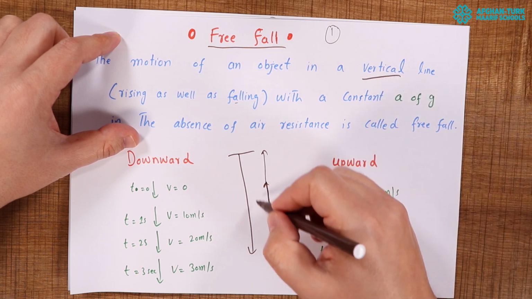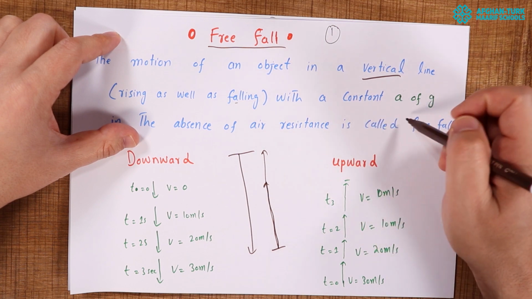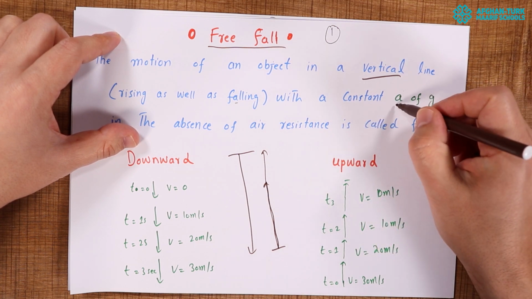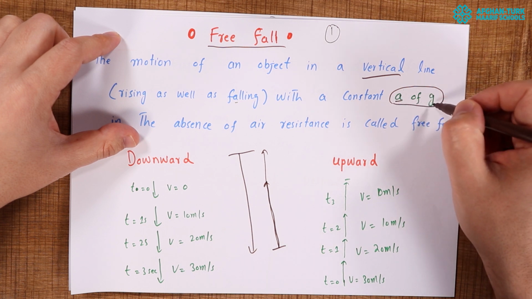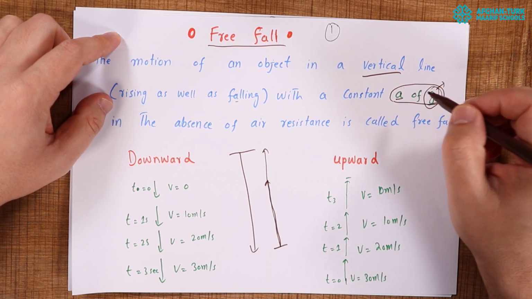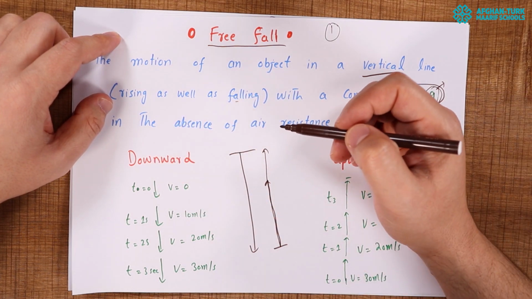And vertical, you understand better, vertical means what? Y side, with a constant a. One thing to remember here: the a means acceleration, and g also means acceleration, but g denotes the acceleration due to gravity. In the absence of air resistance, it is called free fall.